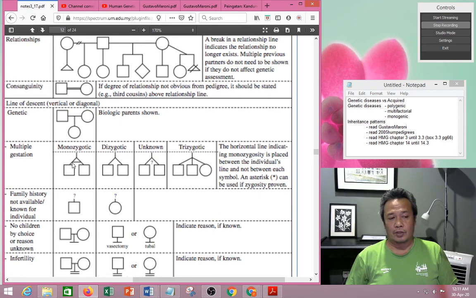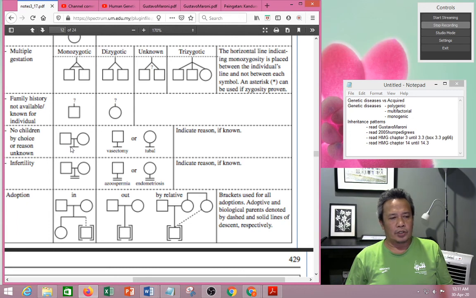See the difference: monozygotic, dizygotic, unknown, trizygotic. So again, even here is already different from the one seen earlier, right? As I mentioned, because the symbols are used by different people across the world, sometimes there are variations, but you will understand them.